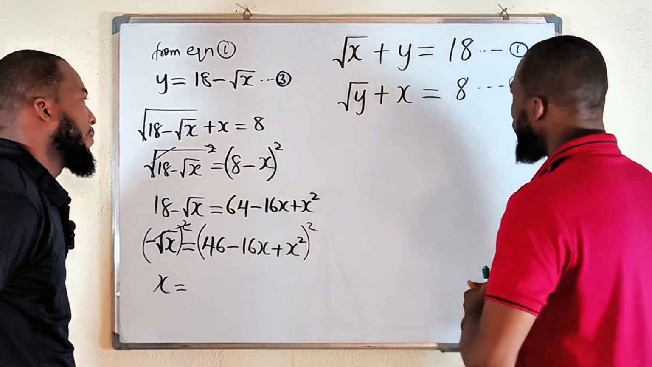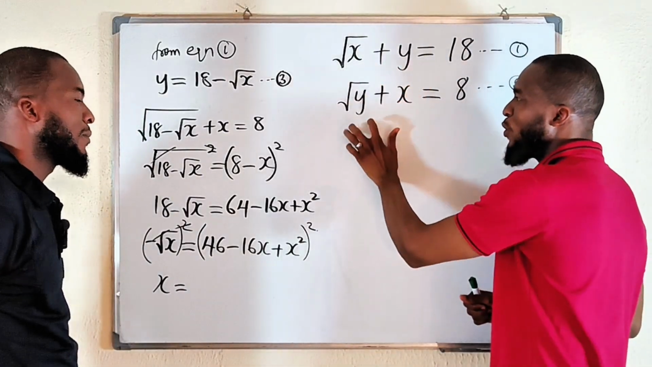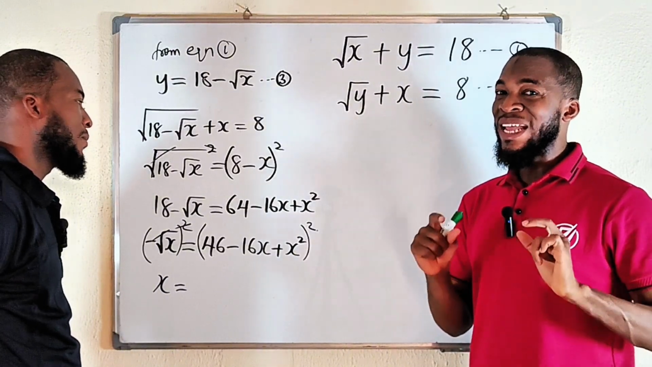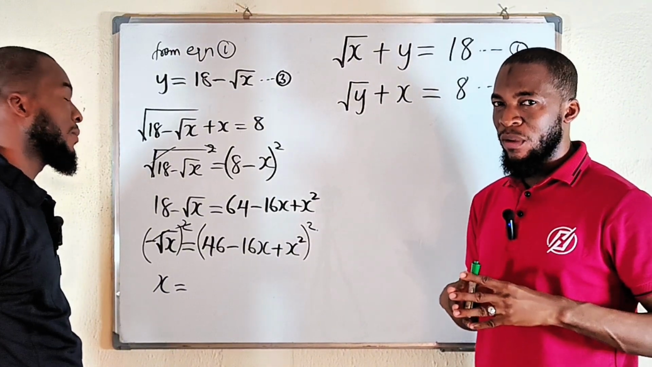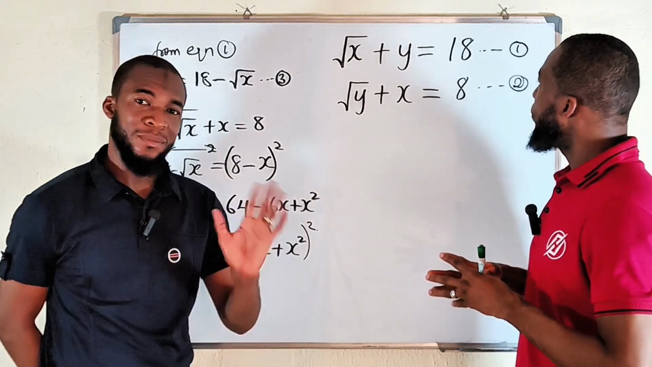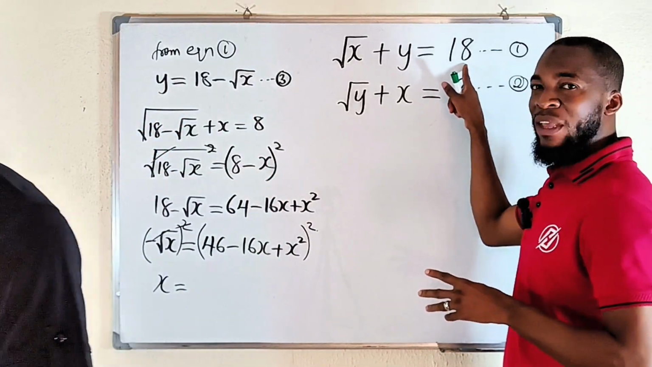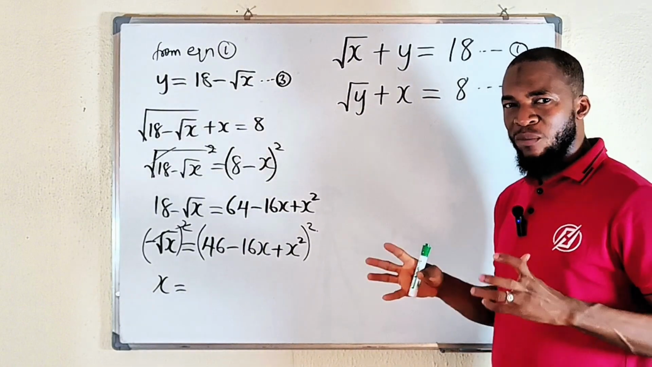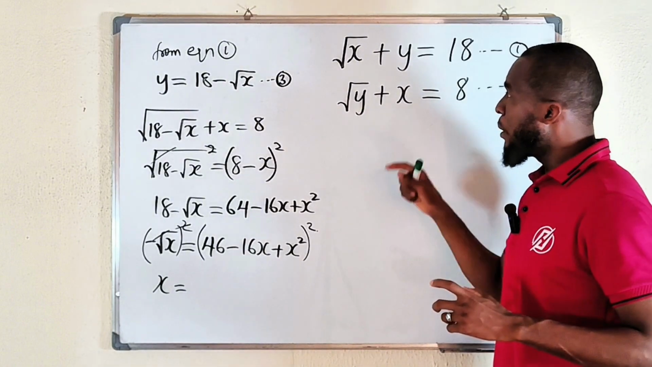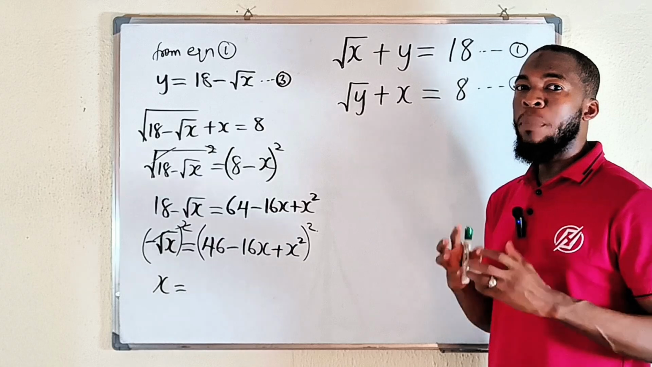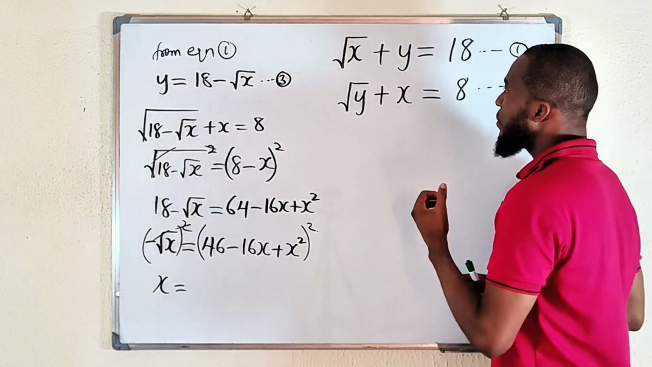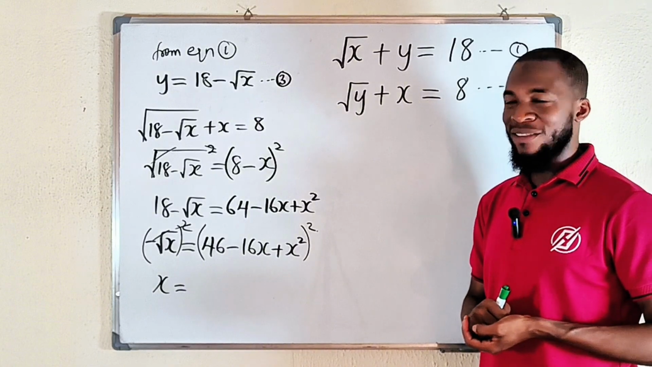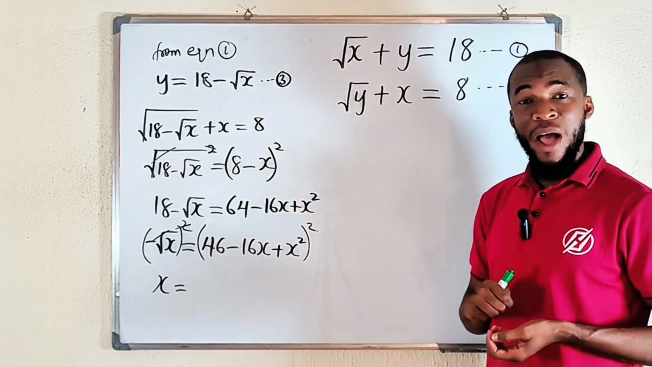You can see that we have a square root of x here. We also have a square root of y. Definitely both x and y must be greater than or equal to 0, right? And we have 18 and we have 8. So let us assume, because we have to make some restrictions here, that both x and y are perfect square numbers. Because if x is a perfect square number, you can easily take its square root. The same thing for y.